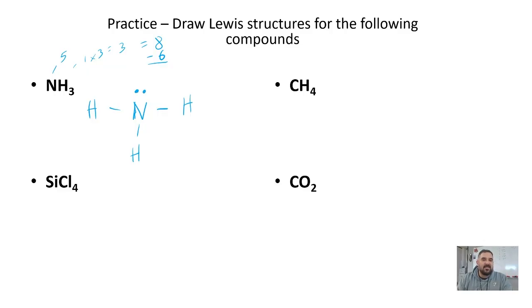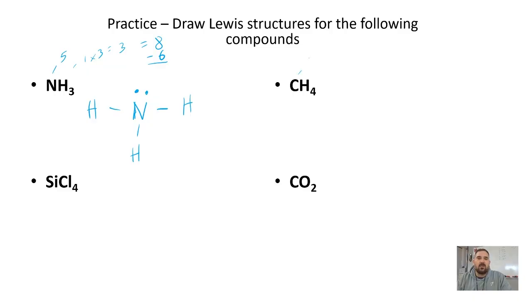And then our last step is to check octets. So hydrogen is happy, hydrogen is happy, hydrogen is happy. And then our nitrogen has 2, 4, 6, 8 valence electrons, so nitrogen is also happy. And that's it. So that's the Lewis structure for NH3. Let's go ahead and move to the next one.